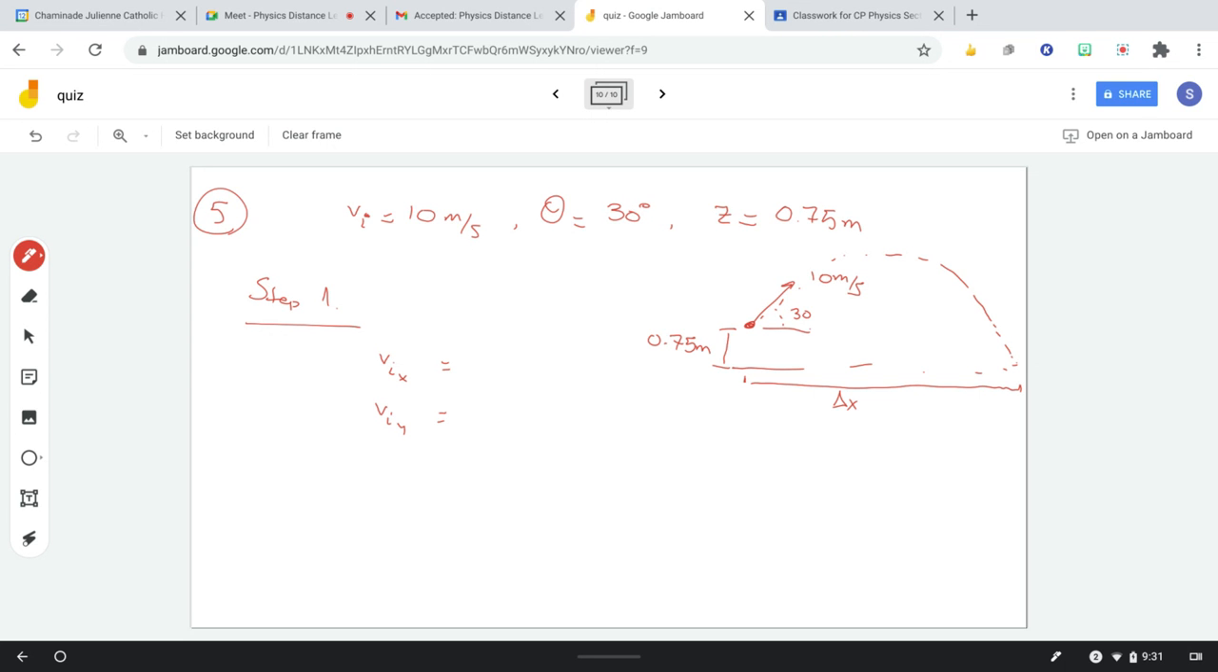First step was to find everything here. Vix is Vi cosine 30, and Vi sine 30 gives you the velocity in the vertical direction. So 10 cosine 30 is equal to 8.66 meters per second. And then Viy is 10 sine 30, which is equal to 5 meters per second. Right, so that's step one done.